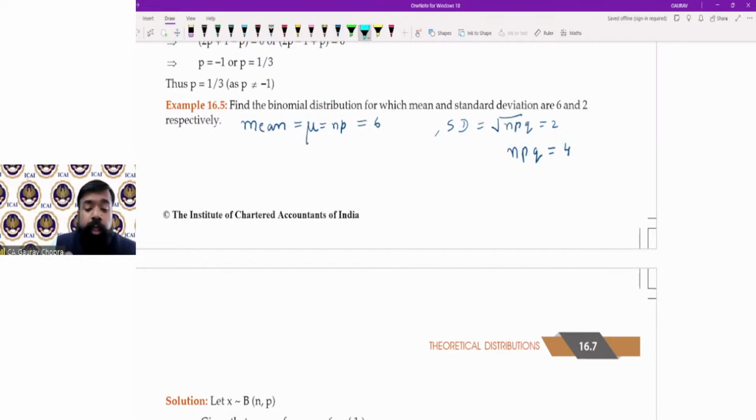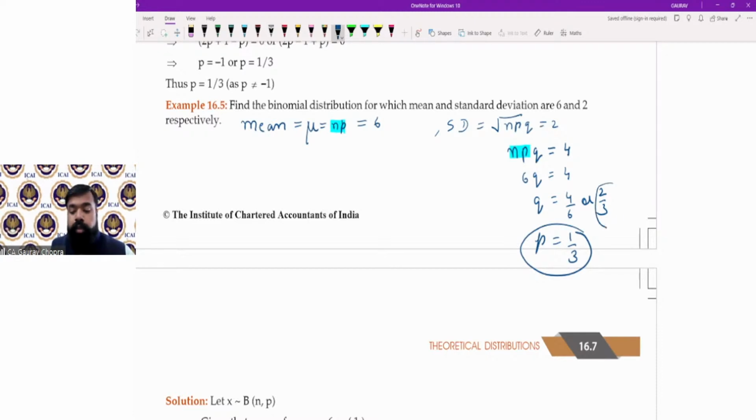Now, you can substitute the value of NP here. So it will become 6Q equal to 4. Therefore, Q will be 4 by 6 or you can say 2 by 3. This will be the value of Q. If Q is 2 by 3, what will be P? P will be 1 by 3. So Q is 2 by 3, P is 1 by 3. So this is the first step in which we have to calculate P and Q.